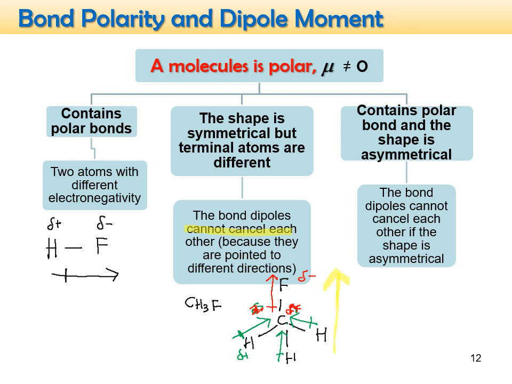The resultant is the sum of the dipoles. Can it cancel off with anything? No, it cannot. That is why mu, or the dipole moment, will have a value. Therefore, CH3F is a polar molecule.